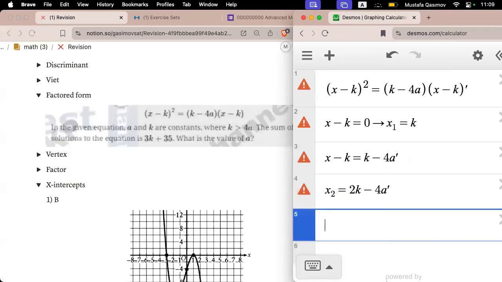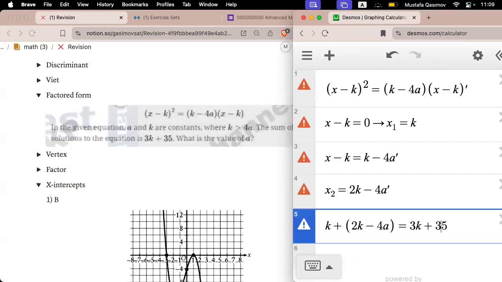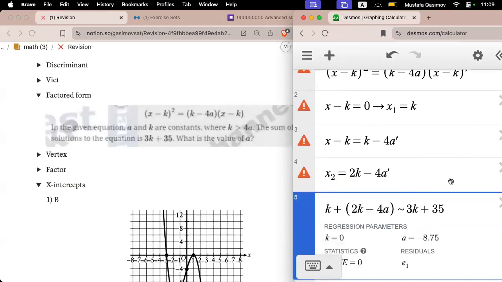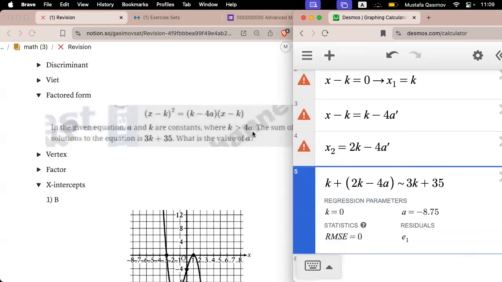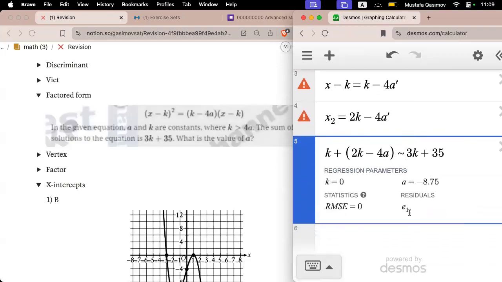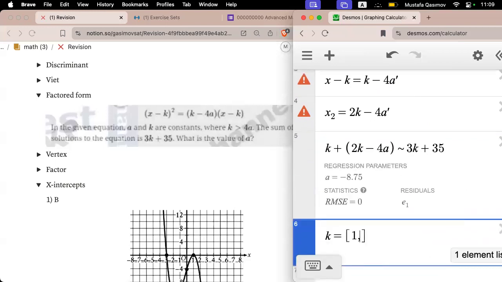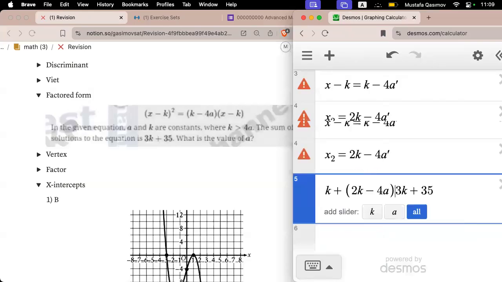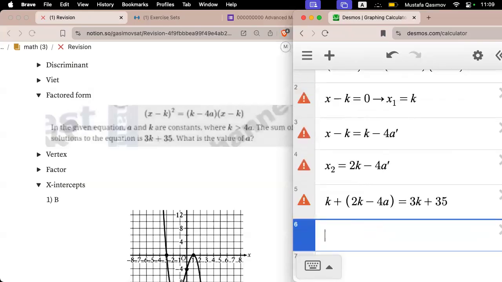Okay, after that, you have to write it like that. k plus 2k minus 4a is equal to 3k plus 35. Then write here like that, and it says k is greater than 4a. It is not important actually because k will be eliminated here. So a is equal to 8.75. It's better to write it like that also. But if you have this part, you can also solve it manually and you will get a is equal to negative 8.75. Any question from here?